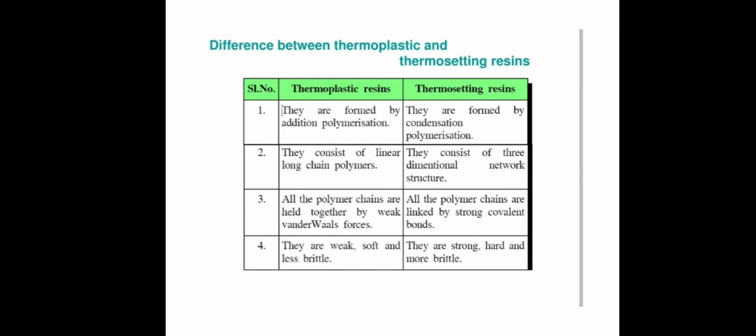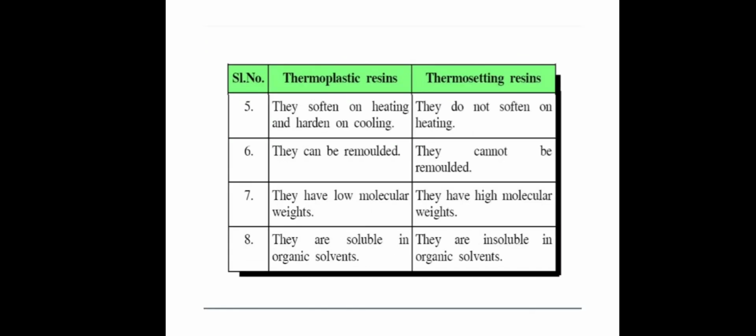Thermoplastics are weak, soft, and less brittle. Thermosettings are strong, hard, and more brittle. The important point: thermoplastics soften on heating and harden on cooling. In the case of thermosetting, they do not soften on heating. Thermoplastics are soluble in organic solvents. In the case of thermosetting, they are insoluble in organic solvents.